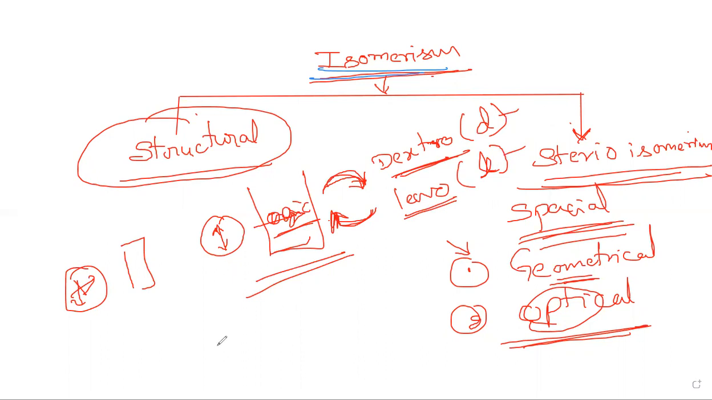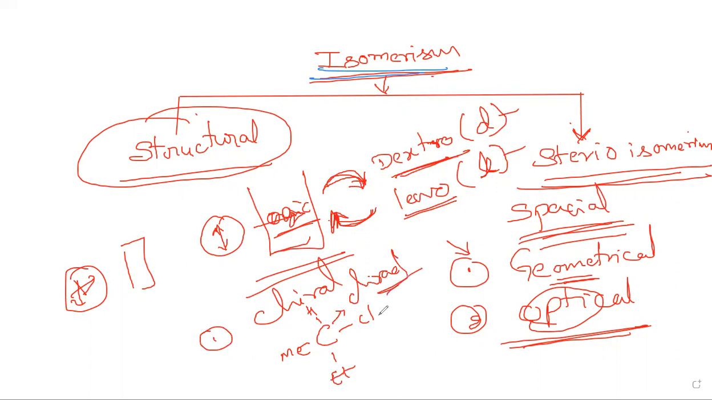What are the conditions to show optical activity? To show optical activity, the organic compound must have a chiral carbon. A chiral carbon is one where the groups attached to the carbon must all be different. For example, one is hydrogen, another is methyl, another is ethyl, another is chlorine. When all four different groups are attached to this carbon, it is called a chiral carbon. So the first condition to show optical activity is that the carbon must be chiral.